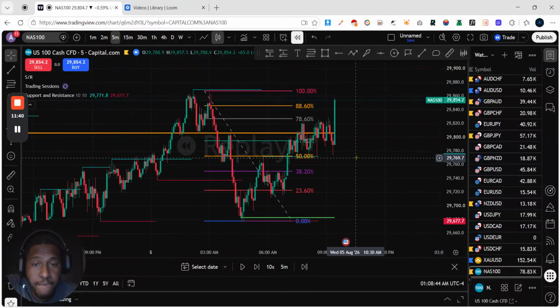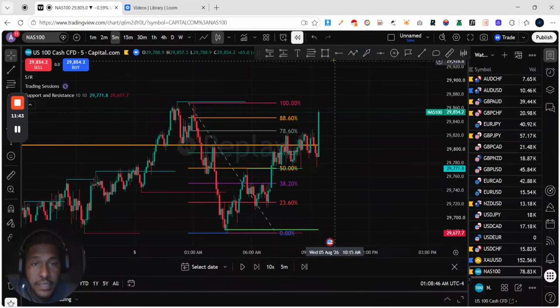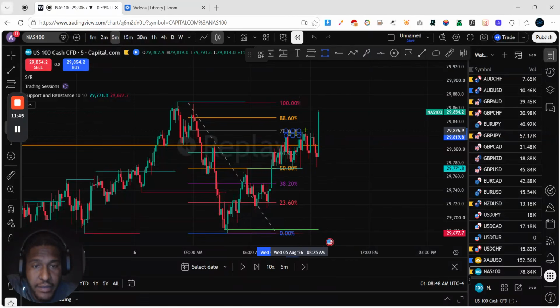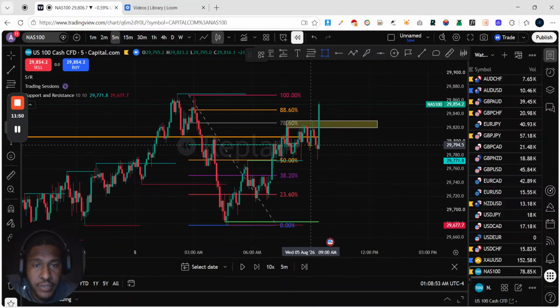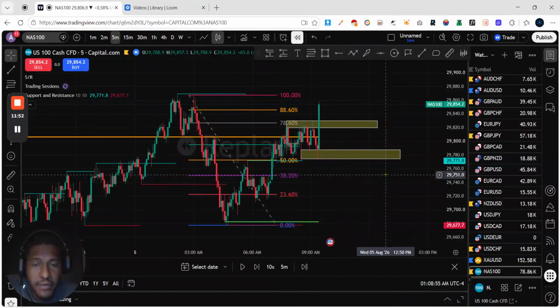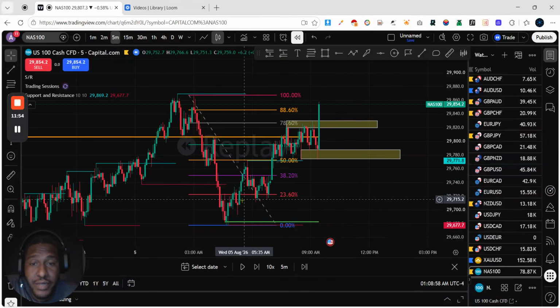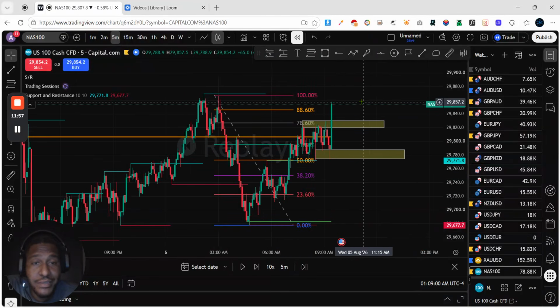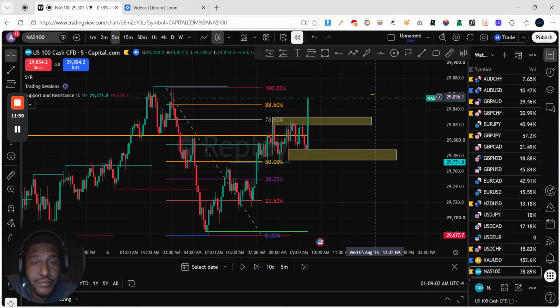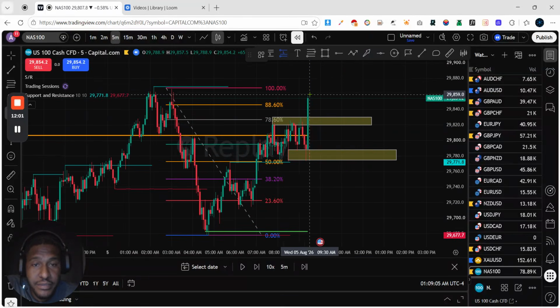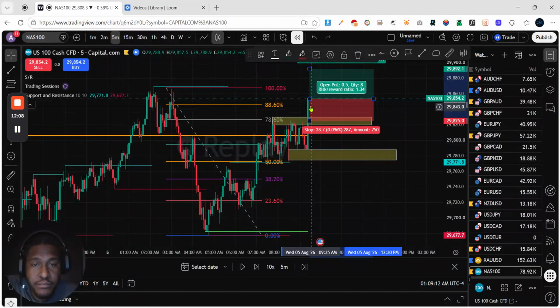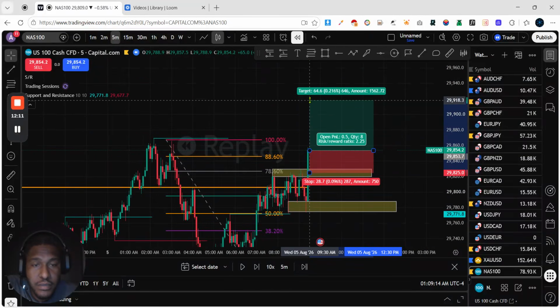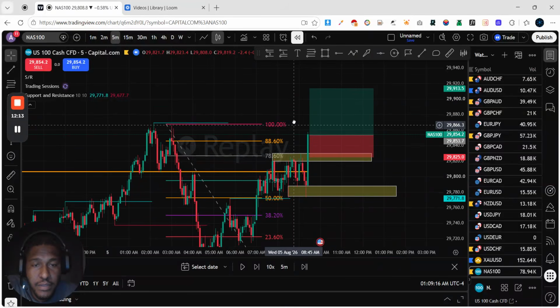So I'm looking to buy from here, or I'm looking to sell from here. However, I'm not selling NAS. When I see NAS going like this, bro, I ain't waiting. Nope, I learned my lesson. I'm gonna go ahead as soon as that candle get like that. Boom. Get my little 1 to 2 in.